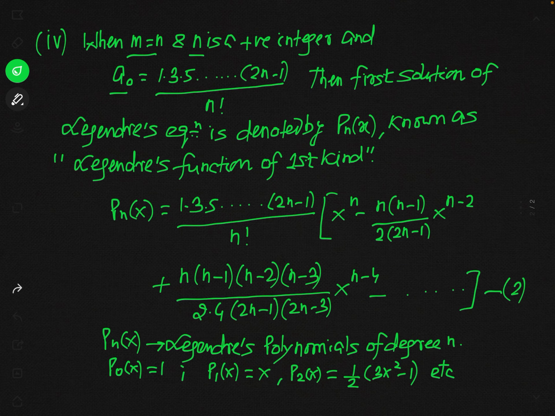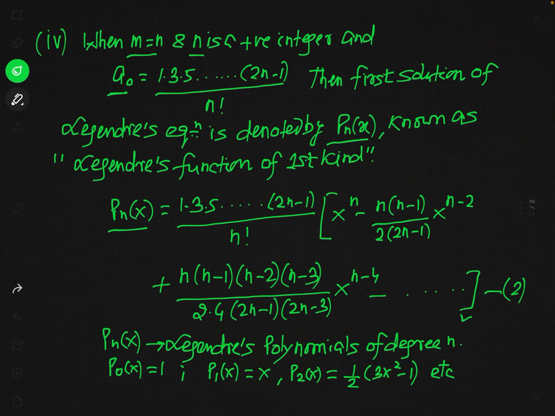In fact, when you consider these three conditions, that m is equal to n, n is a positive integer, and a0 has this proper value, in that condition we have seen that we get the first solution of Legendre's equation, and that first solution was denoted by this symbol Pn of x. And you have seen that this solution of Legendre equation is known as Legendre's function of first kind. And so the first solution, or you can say the Legendre function of first kind Pn(x), was defined in the previous lecture in this manner, which I have shown in this equation too.